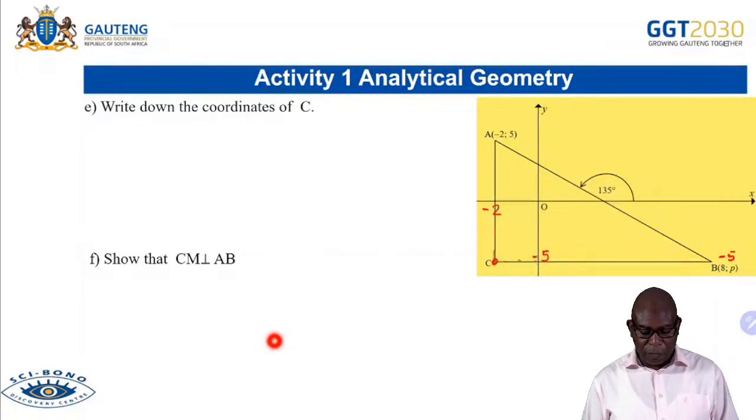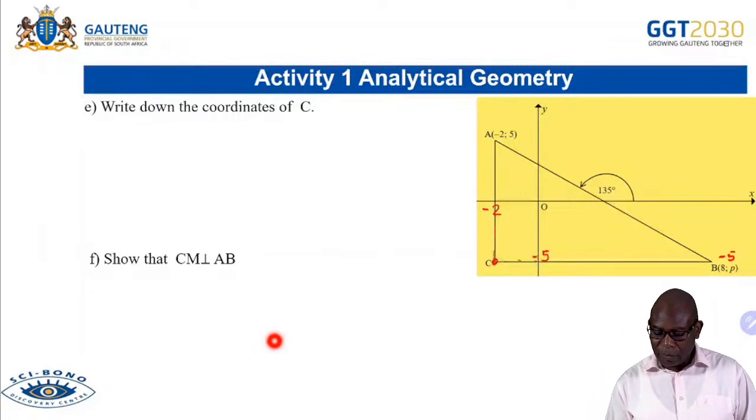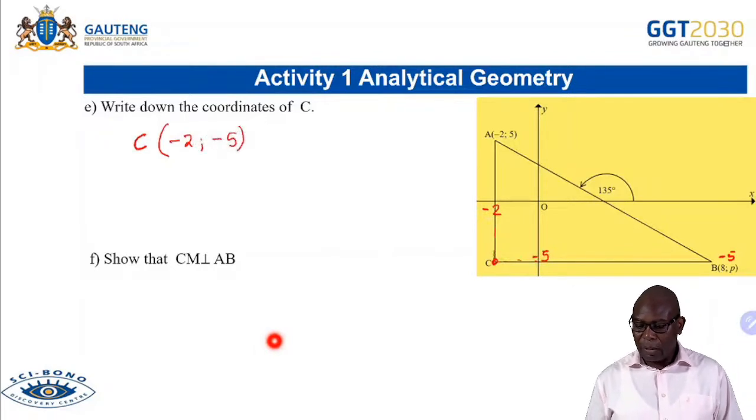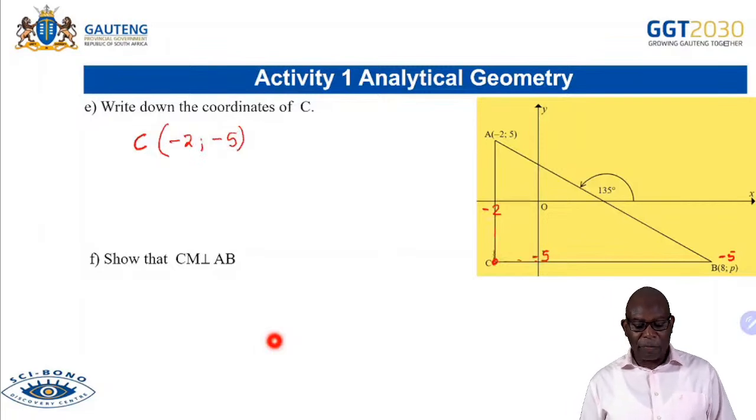So my coordinates of C are going to be: the x value will be -2, the y value will be -5. And those will be the coordinates of C. So the C point is (-2, -5).